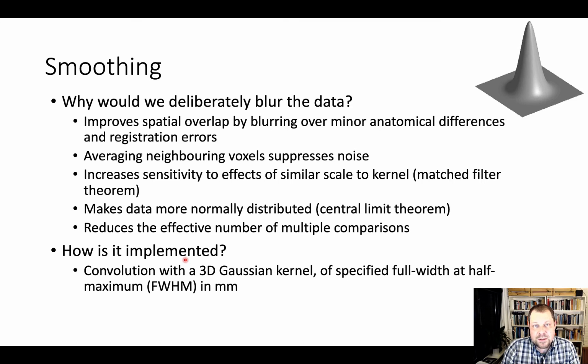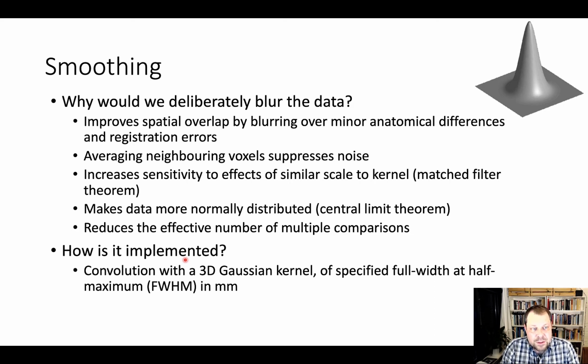The registration errors come from the algorithms, obviously, and the anatomical differences come from the fact that not everyone's, let's say, amygdala is in the same exact location. So the activations will be slightly different across different people, and blurring helps with these slight inaccuracies.